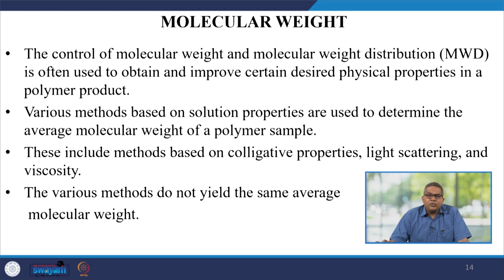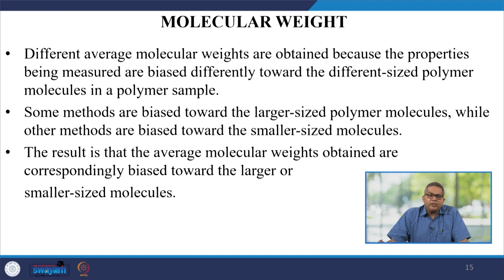Now, the control of molecular weight and the molecular weight distribution is often used to improve certain desired physical properties in the polymer product. So, different methods based on solution properties are used to determine the average molecular weight of a polymer sample. We can use different average molecular weights, such as number average and weight average molecular weights. We will discuss all these things in due course of time. This includes methods based on colligative properties, light scattering and viscosity. And these various methods do not yield the same average molecular weight.